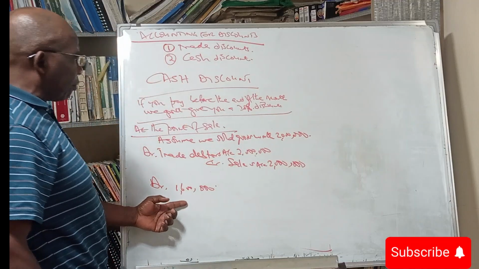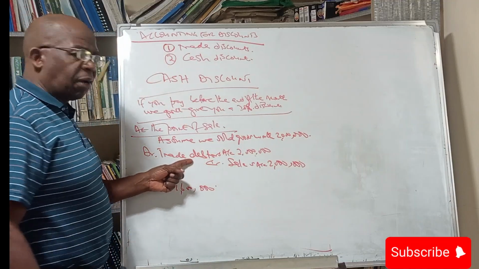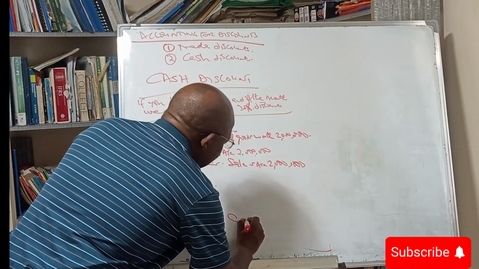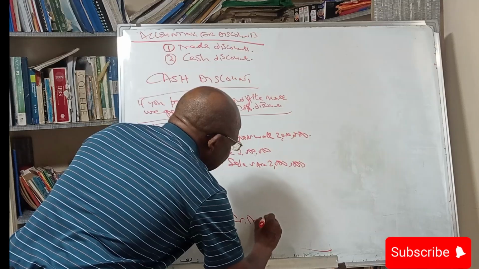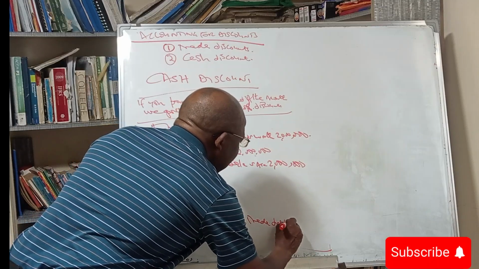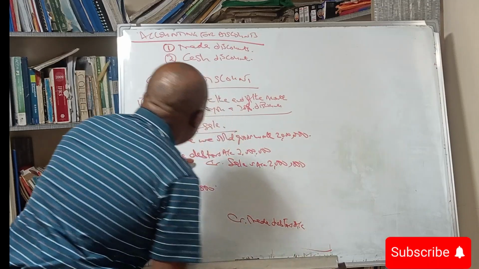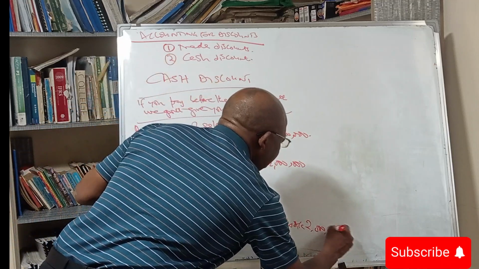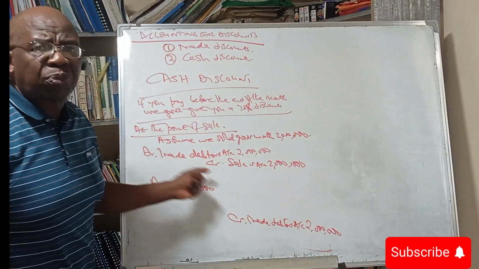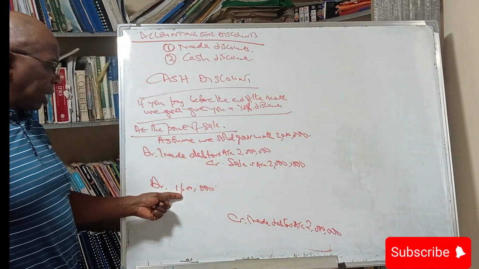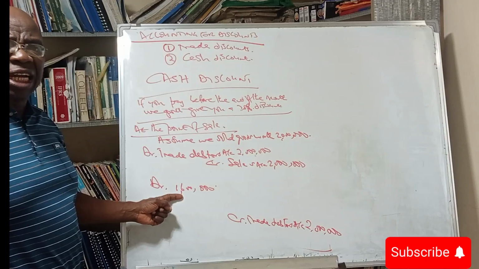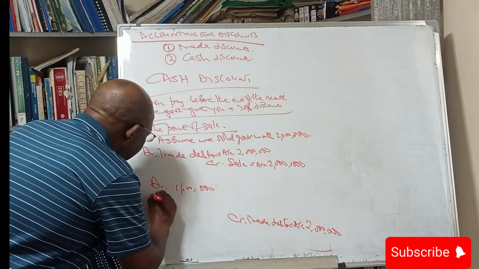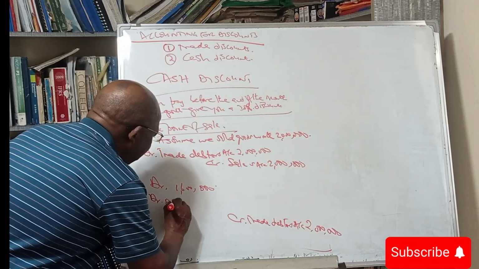And what are we receiving it from? We are collecting our debt, and therefore our debt is going down. Our trade debtors is written off completely. We remove the 2 million from our books completely. But the customer is not paying us 2 million. The customer is paying us 1,600,000. The difference is discount allowed. We have allowed the customer some discount.